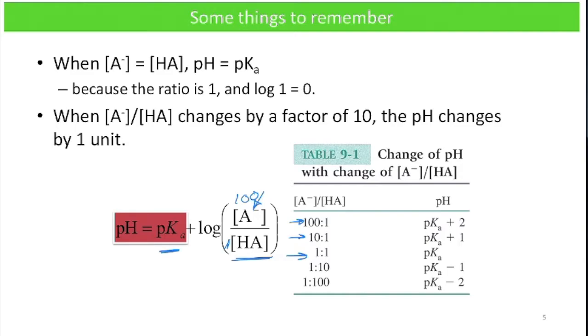And if we go in the opposite direction, where we have more acid than base, then we're just going to have the opposite trend, because we're going to have the log of 0.1 in this case. The log of 0.1 is -1, and the log of 0.01 is -2. So that ratio is going to determine how the pH changes. The ratio of A- over HA is going to determine how far away the pH of the solution is compared to the pKa of the acid. The more base there is, the more basic the solution will be. The more acid there is, the more acidic the solution will be.